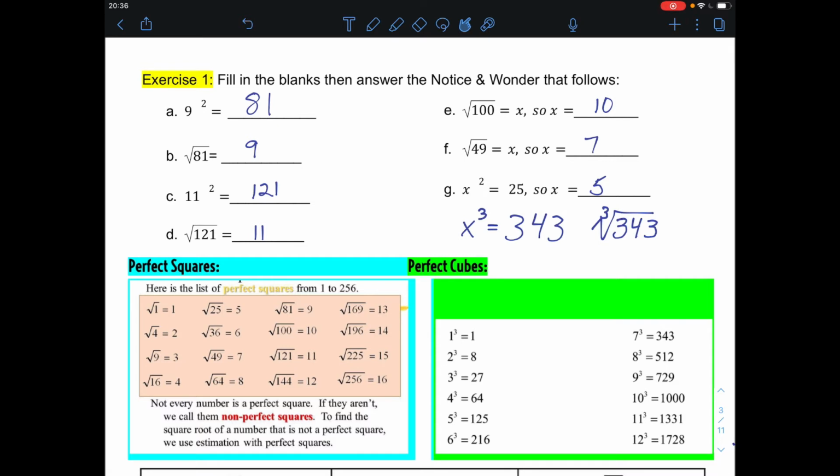You may see a problem for a cube root listed as something like x cubed equals 343. And this means the same thing as the cube root of 343. You notice that the cube root symbol has that radical, but instead of having no number inside of it, this now has a 3 inside of it to show that you are doing the inverse of putting a number to the third power. So we can check on our perfect cube list, and we see that the number cubed that will get us 343 is 7. So the cube root of 343 is 7, meaning that if x to the third power is 343, then x must be 7.